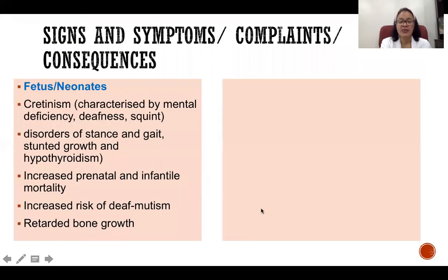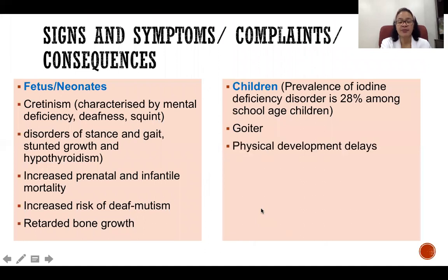So the signs and symptoms of patients with endemic goiter: for fetus and neonates, it may lead to cretinism. They might have problems with stunted growth. It can also cause increased infantile or prenatal mortality. So this is fetal life, or even the neonatal period, or they have retarded bone growth.